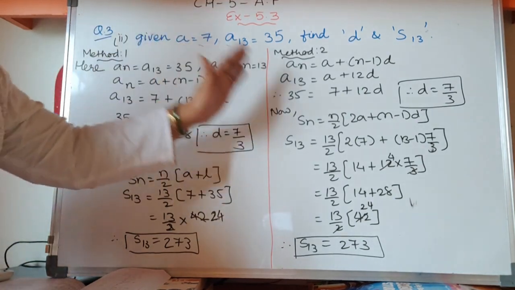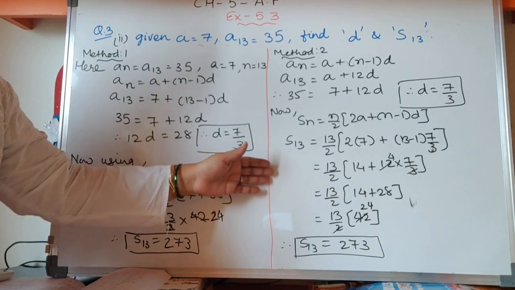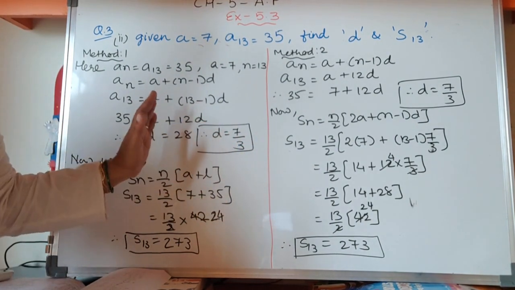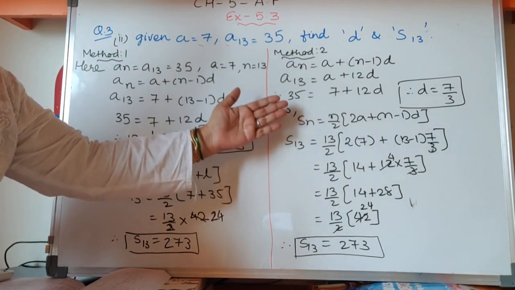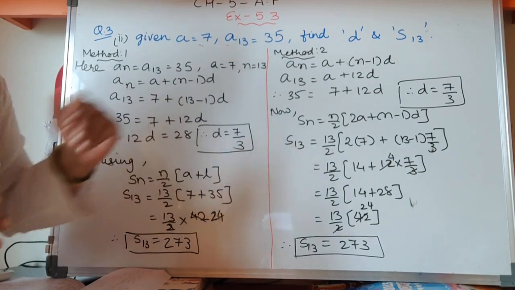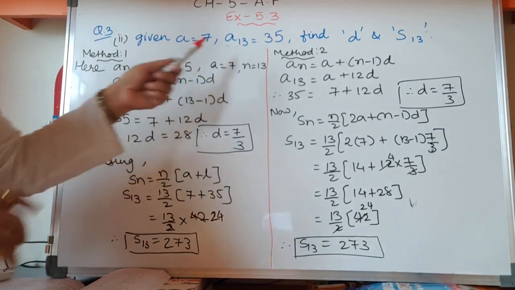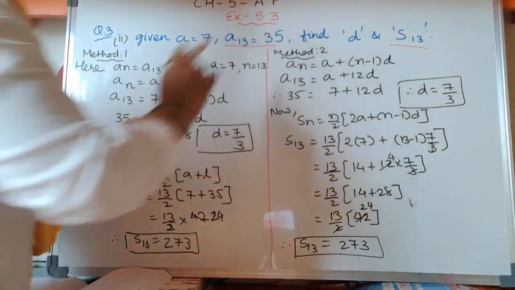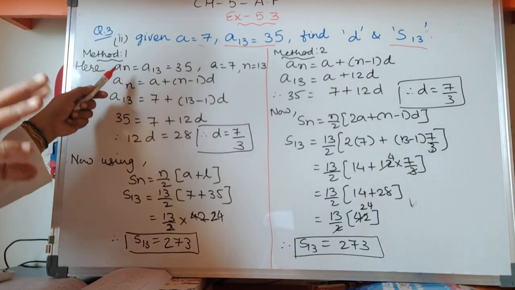I have shown here two different methods. Any one method you can use to find the answer. Both methods are right, and you can select any one method to do in the exam. Okay, so first method. In the first method it is already given that a13 is 35 and we have to find out S13. So we assume here that an, the last term, is a13.